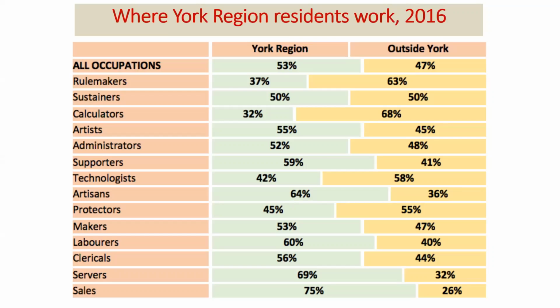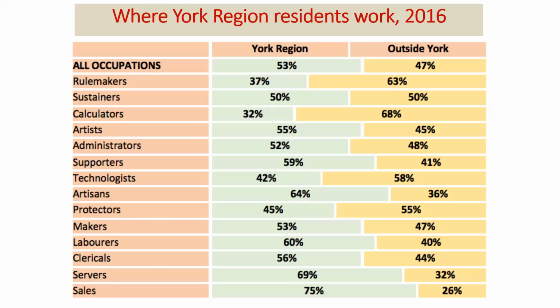So among people who leave their homes and go to a fixed workplace, 53% of York Region residents work in York Region and 47% go outside. But again, if you go down, looking at that midpoint, some occupations have a very high proportion of people leaving York Region. Among rule makers, 63% leave York Region every day for work. Among calculators, 68%. Technologists, 58%. And on the other hand, you've got other occupations where they more typically work closer to home. And especially as you go further down the list, the ones that really stand out are servers, 69% work in York Region, sales, 75%.